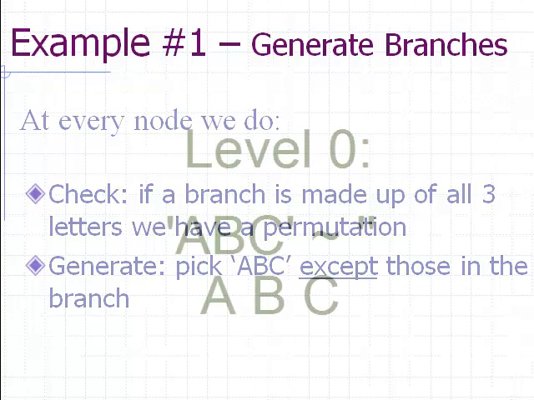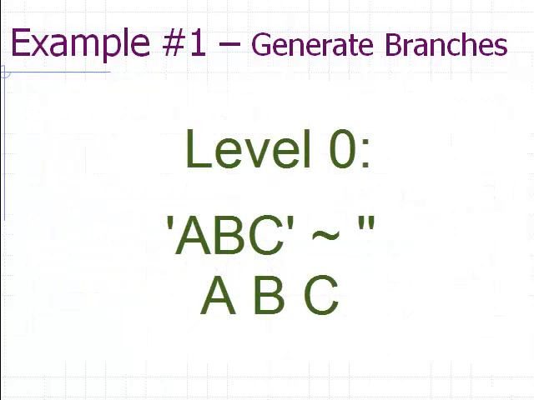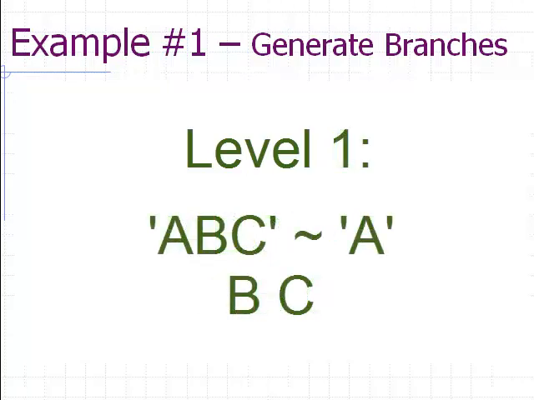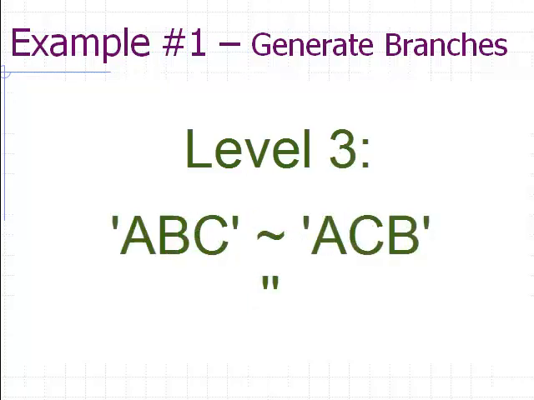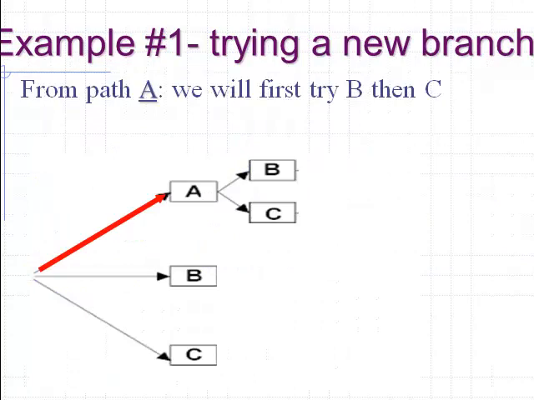For example, at level 0, the root, the choice was A, B, C except nothing, or A, B, and C. At level 1, if, say, the branch was A, then the new branches were A, B, C except A, or B and C. At level 2, if the branch was AC, then the new branches were ABC except AC, or B. And finally, at level 3, the choice was always ABC except some permutation of ABC, which resulted in nothing chosen. Again, for example, when A was selected from path A, then only B and C could be chosen, as A was already being used. It's a recursive procedure.